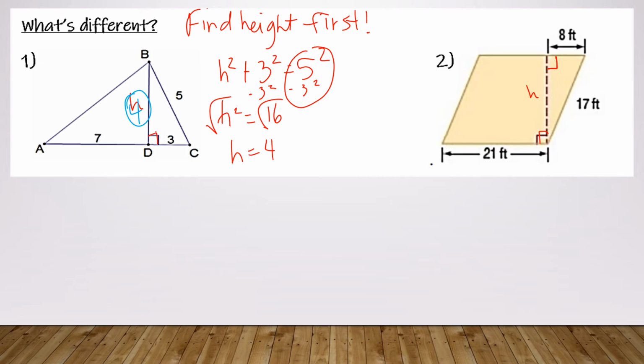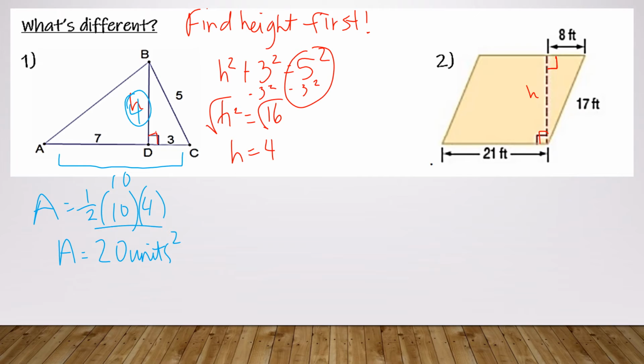Now we need to think about our base here. So if my height is 4, my base, I have this 7 here and a 3. The entire triangle is the whole entire base. So my base would be 7 plus 3, which would be 10. So to get the area for this triangle, I'm going to do 1/2 base times height, and I end up getting 20 units squared. Because again, there's no specific units there, so I need to make sure that I write down units squared there.